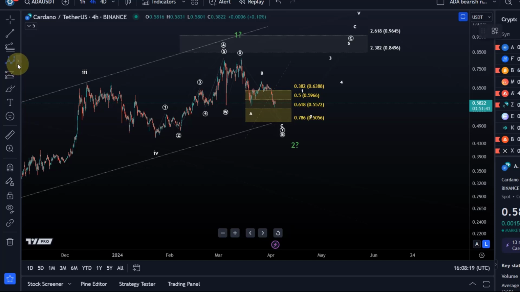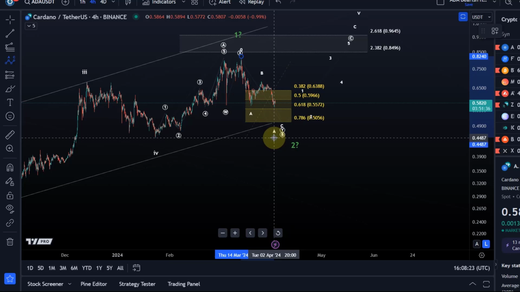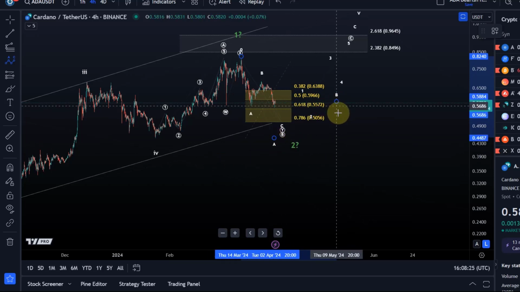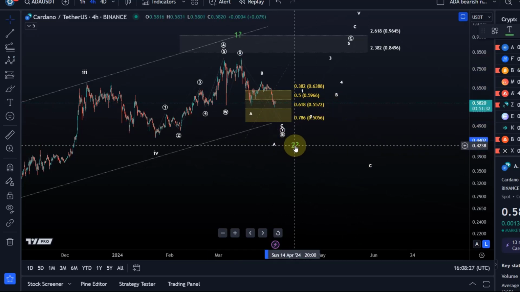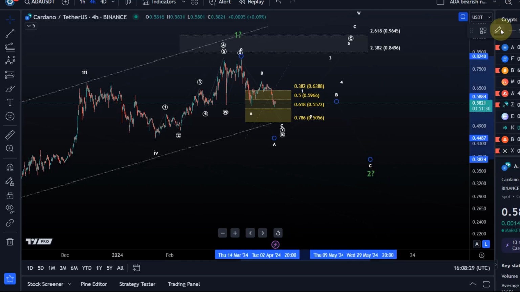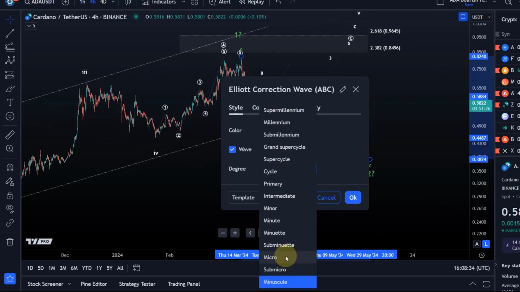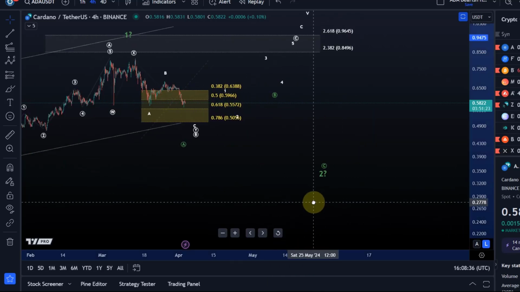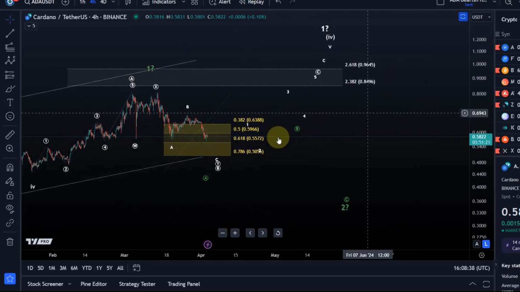So what could be the case, for example, I just gave you that 47 cent level. In the green count, it might be we come down, form an A wave, we rally in B, and then come down in wave C. This would be in the green count. Let me actually change the color. Basically like that.